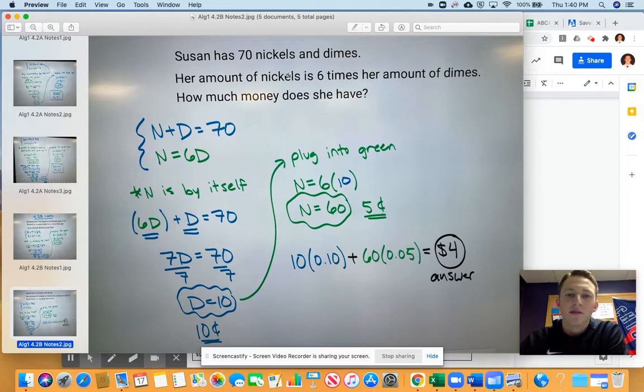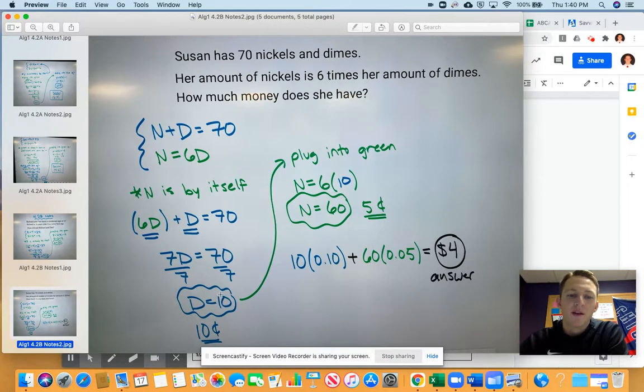Her amount of nickels is 6 times her amount of dimes. So this is how many nickels she has, and it is 6 times the amount of how many dimes she has. So in the green right here, n is already by itself. So let's make life easy for us. Let's just take this 6 times d and plug it into the n in the blue. So we're using the blue equation right here. There's our 6d from the green, and we're going to add d because it was n plus d. So 6d plus d equals 70. 7d equals 70. Divide by 7, and there are 10 dimes.